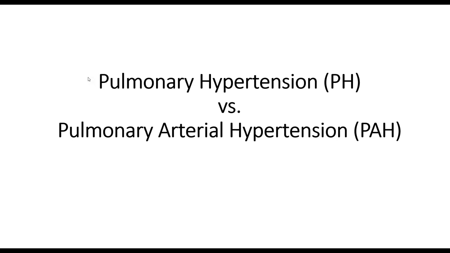Pulmonary arterial hypertension is a specific type of pulmonary hypertension. So I think just to take a step back for a moment, it's important to understand that all of what we're talking about is pulmonary hypertension tonight. Pulmonary arterial hypertension is a very specific type of pulmonary hypertension. So all pulmonary arterial hypertension is pulmonary hypertension, but not the other way around. There are many different types of pulmonary hypertension, which is kind of the umbrella term for what we'll be talking about tonight.